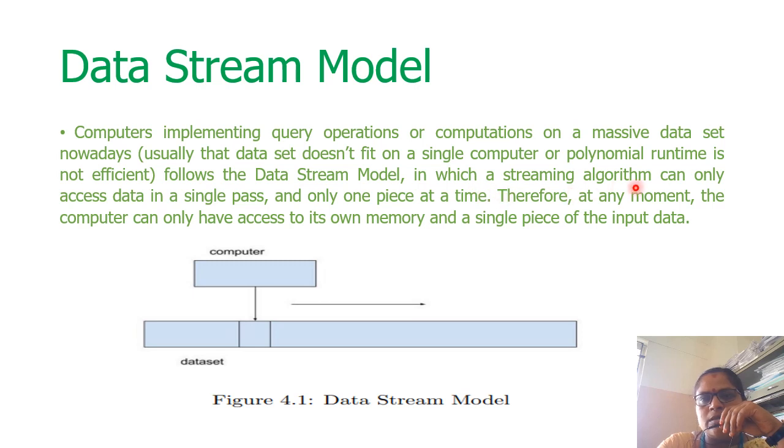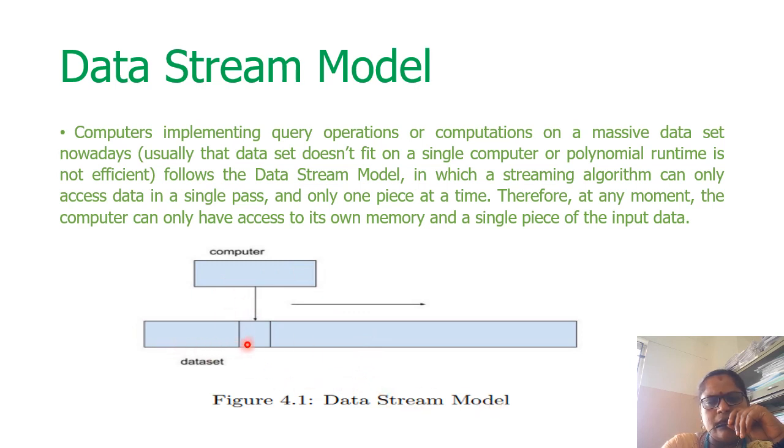Here a streaming algorithm can access the data in a single pass and only one piece at a time. Not the entire data is getting accessed. Therefore, at any moment, the computer can only have access to its own memory and a single piece of input data. And this is the block diagram for a data stream model.